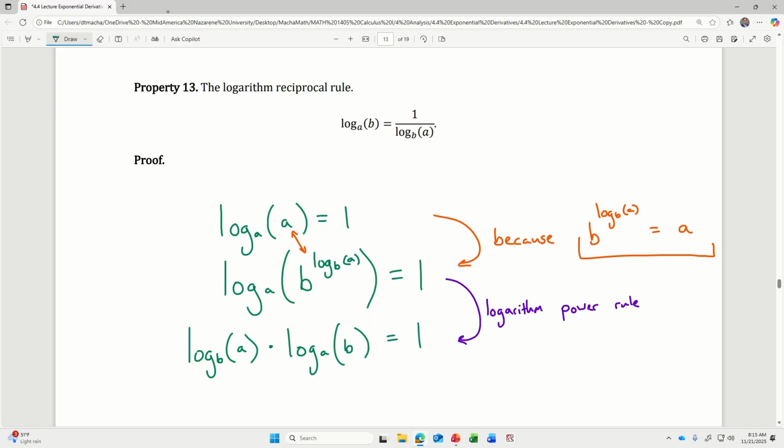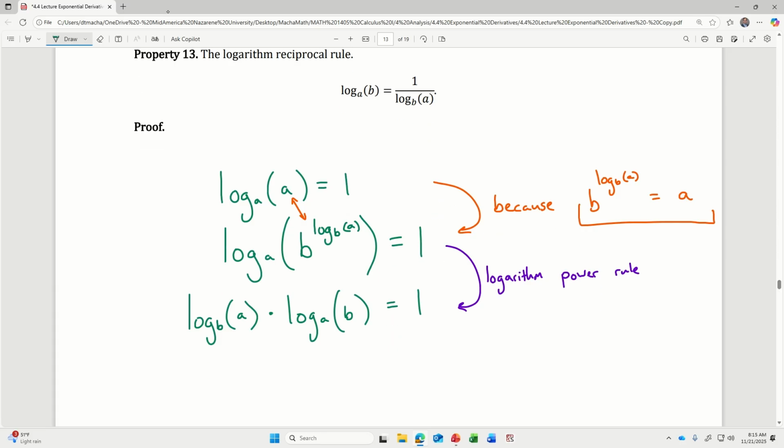What's the last step here that I have to do, Hudson? Divide by log base b of a? Yes. If I just now divide both sides by a logarithm base b of a, I get 1 divided by a log base b of a. That's it. That's what I've been trying to prove.